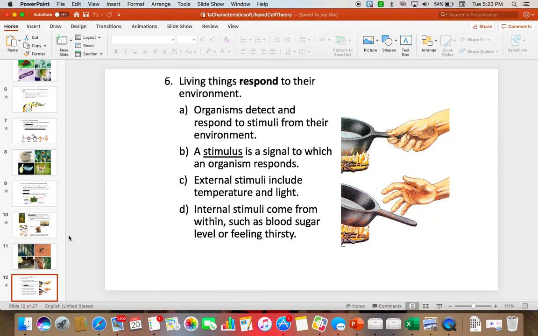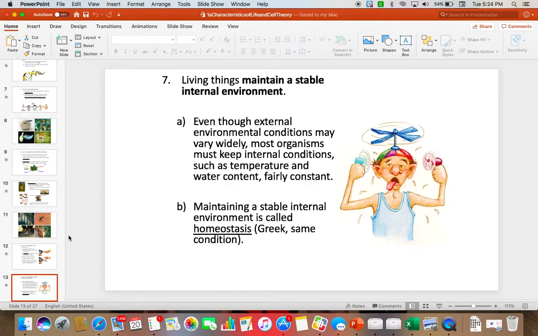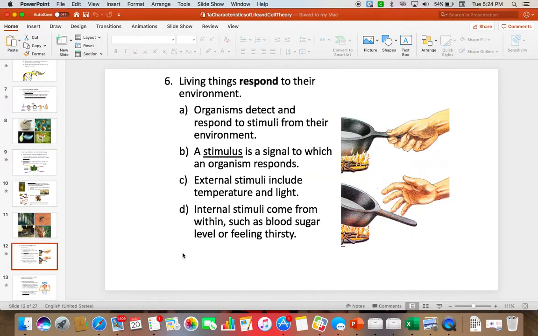So remember, we're responding to a stimulus. Think of a response as a reaction. And so response helps us to maintain homeostasis, which is our next characteristic. So, even in this last statement here, it says internal stimuli come from within, such as blood sugar level or feeling thirsty. So, for example, if you are dehydrated, then your body's going to respond to that dehydration and make you feel thirsty so that you will drink.